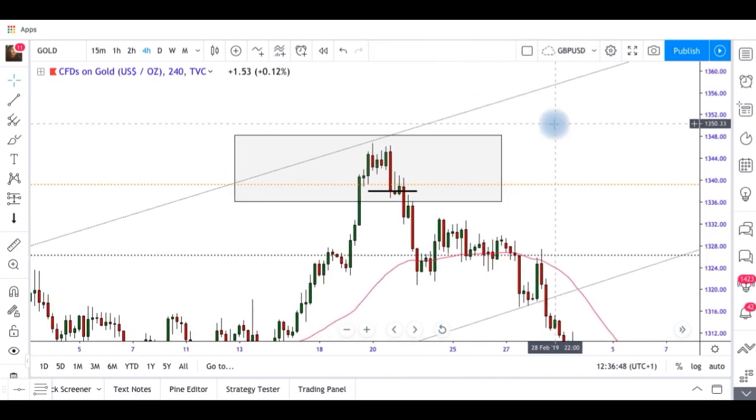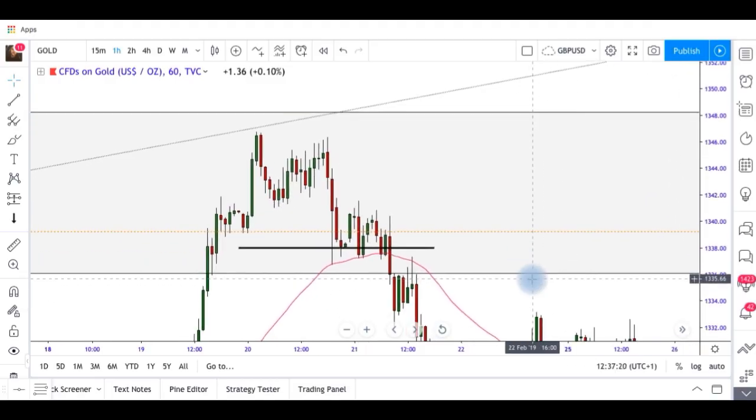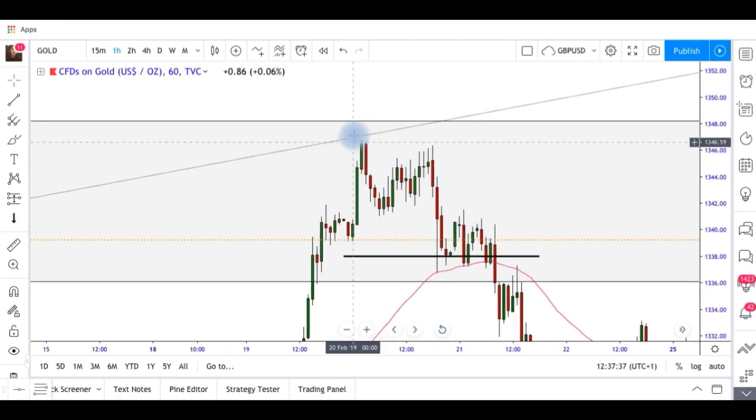So let me now show you how we could have got a much better entry on the hourly. As you can see, here is the hourly time frame. This is the black line that we had drawn for our 4 hour candlestick closure. If we had waited here, obviously we would have got a much better entry. I can clearly see that we've got a bearish engulfing candlestick here, which meets this channel as well, the ascending resistance channel.